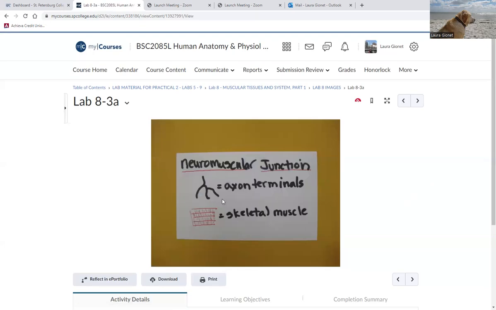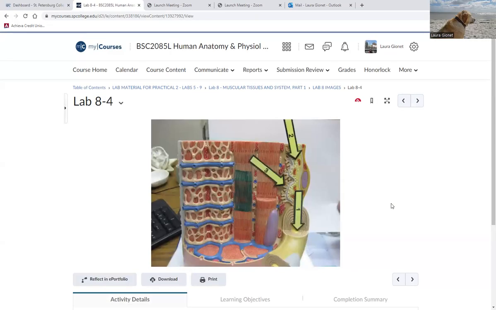So here we're at a neuromuscular junction. These are the axon terminals. Here's the motor neuron axon. The black lines are actually the motor neuron axons. And at the ends, the fingertips of this, that's where the axon terminals are. And they contain the vesicles that store the neurotransmitter.